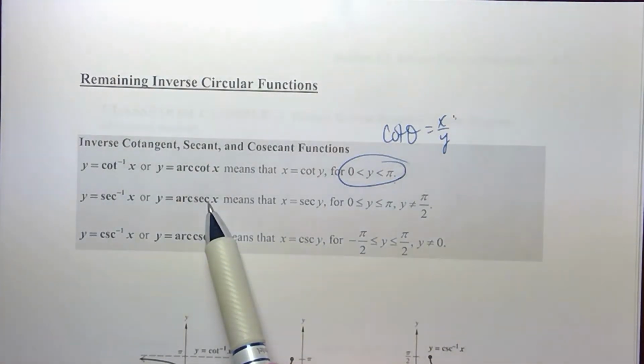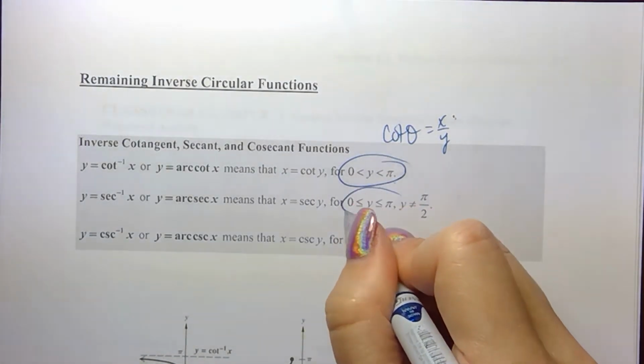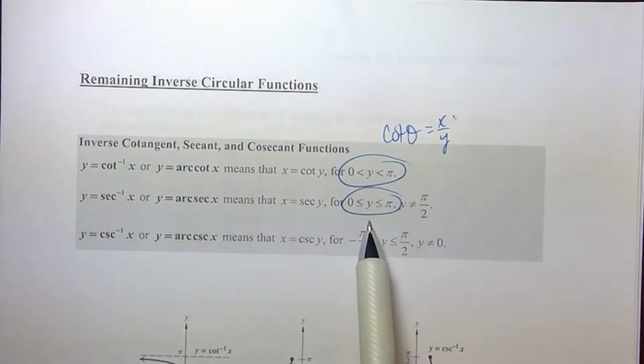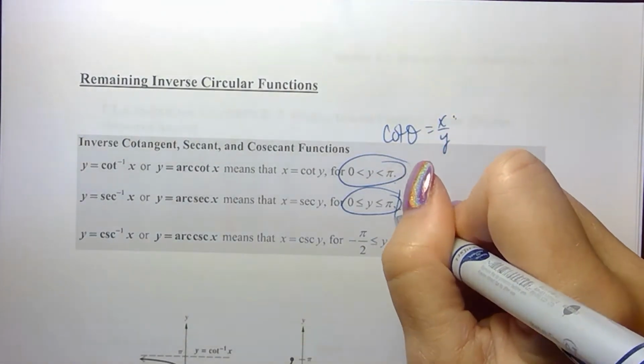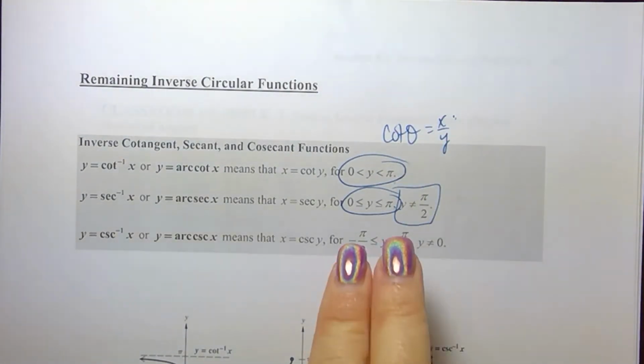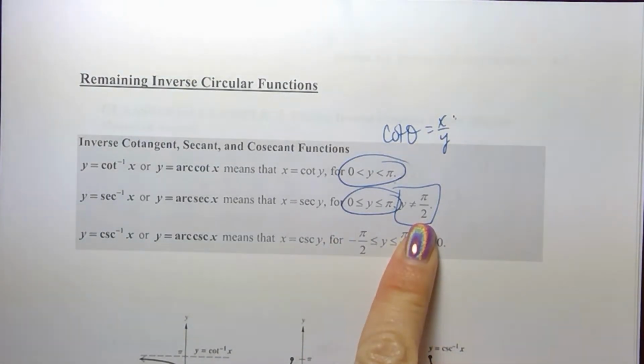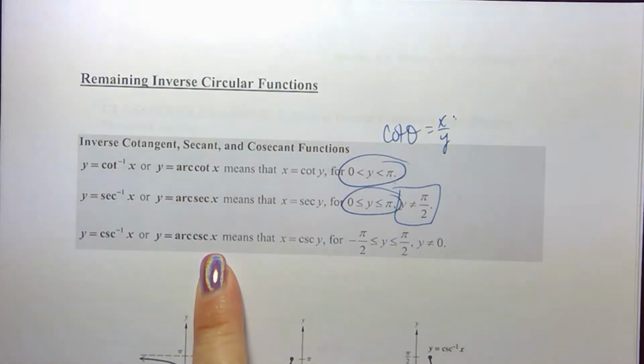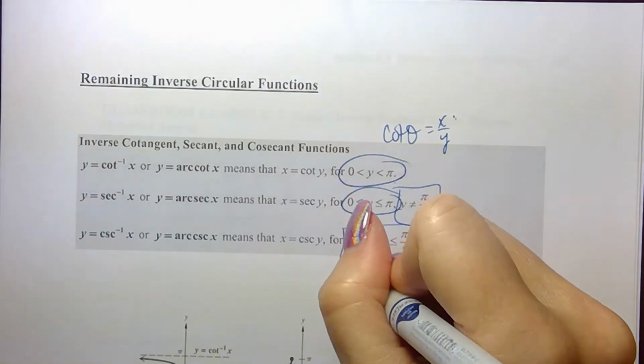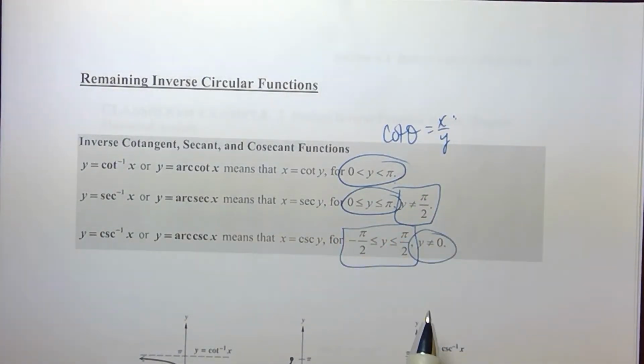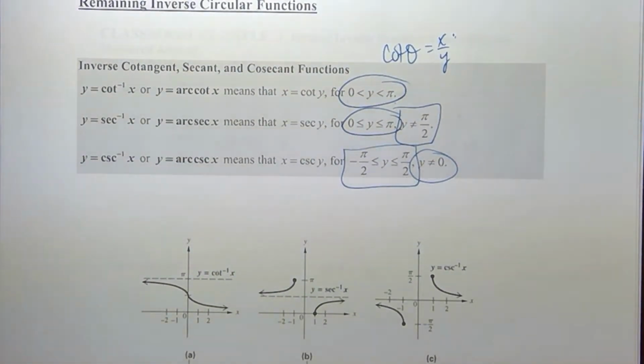Secant is the reciprocal of cosine. So it is also going to be restricted by those cosine inverse restrictions, except remember that secant is undefined at pi half. So we're going to include 0 and pi, but we have to leave out pi half because secant is undefined there. What about cosecant? Well, cosecant is the reciprocal of sine, so it goes with those sine inverse restrictions, but cosecant is undefined at 0, so we have to leave it out. That's what these three graphs look like.